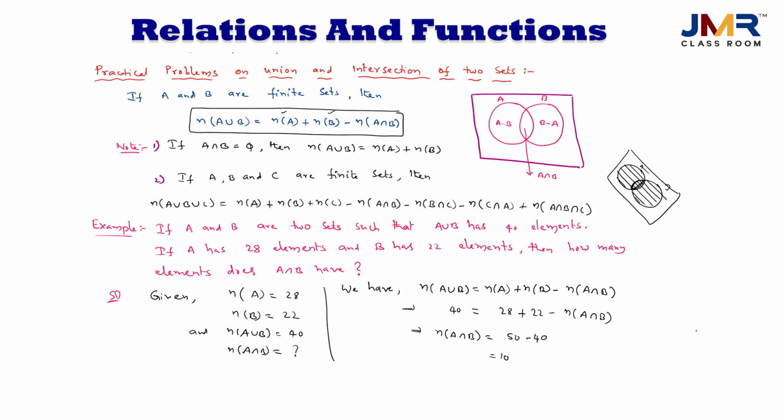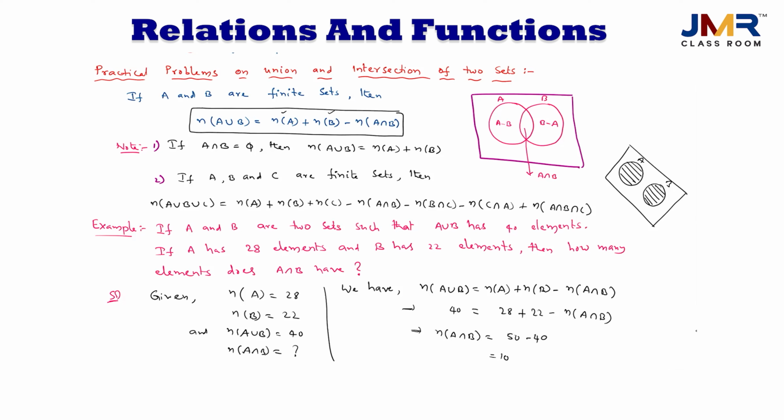If A intersection B equals the empty set, it means there is no common element in set A and set B. That is, A and B are mutually exclusive sets. Then n(A union B) means this shaded part. Here there is no intersection part. Then directly n(A union B) equals n(A) plus n(B).